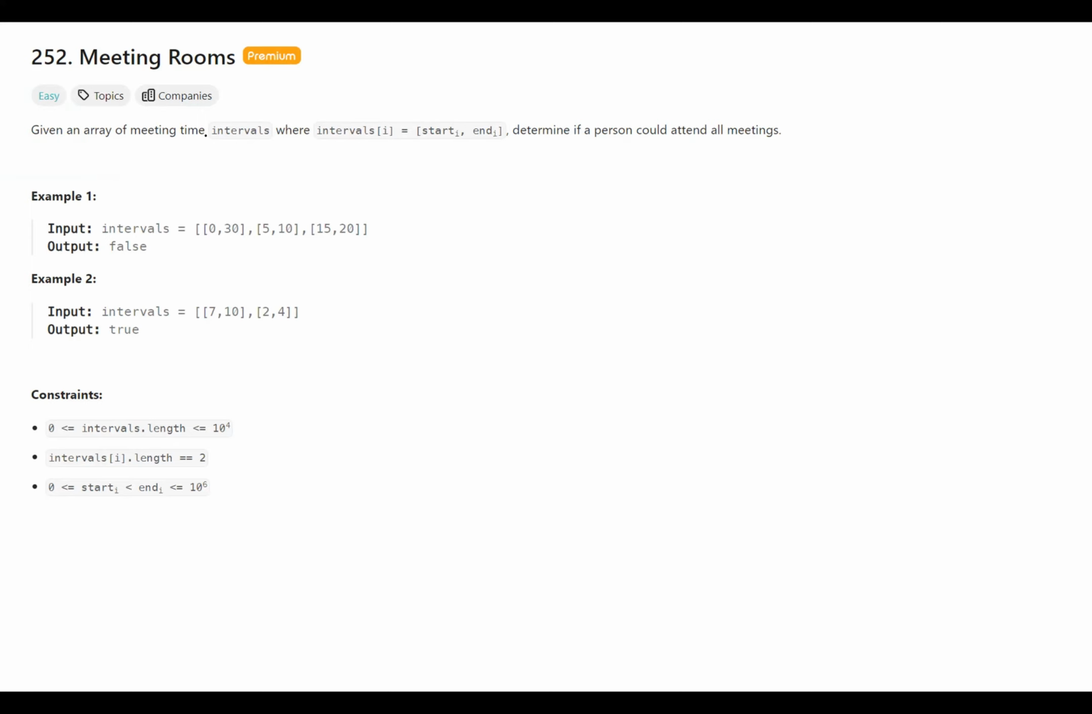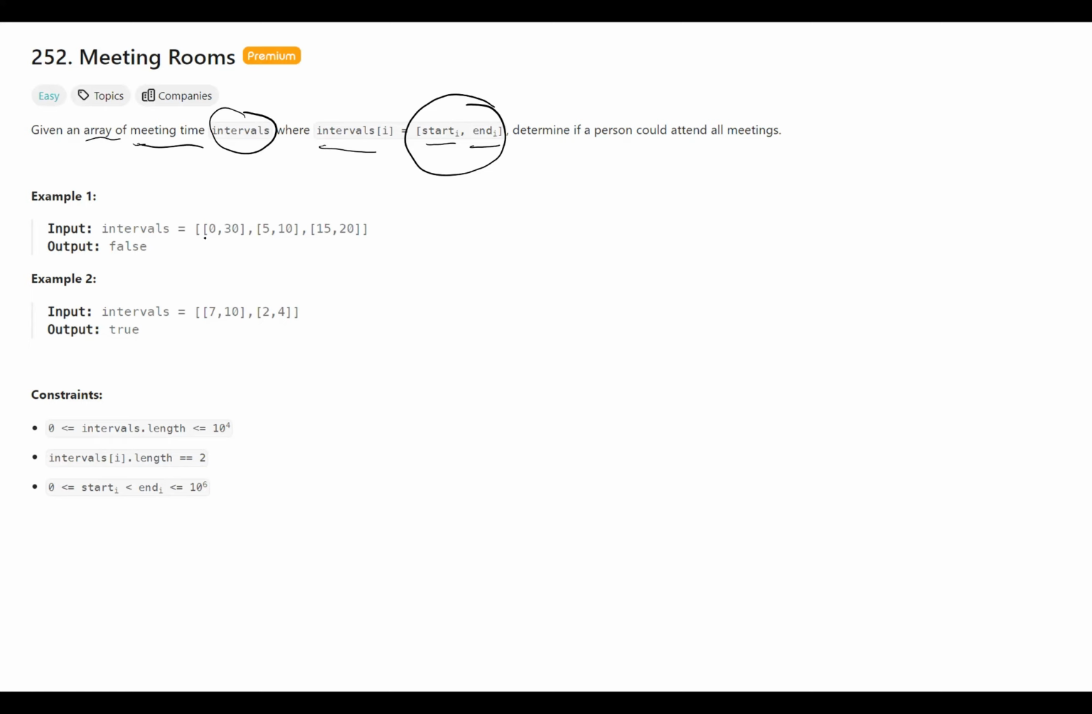So from the problem description, you can see that we are given an array of meeting time intervals. So this is the interval problem, where each interval has two values, start value and end value. So this is one meeting. We're given several meetings and we have to determine if a person could attend all the meetings.